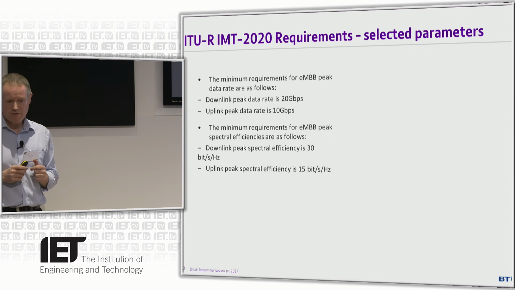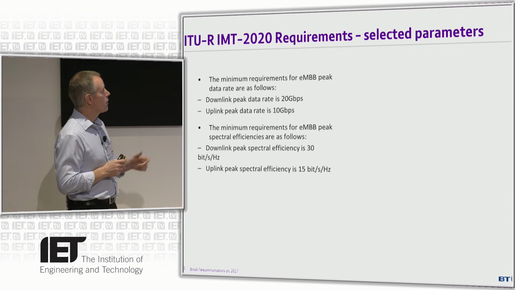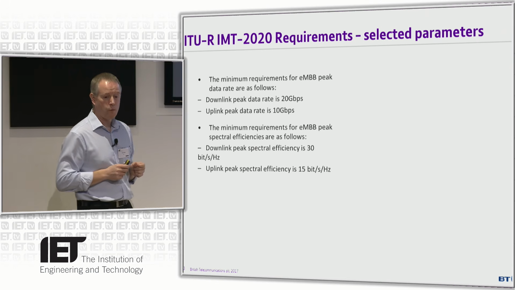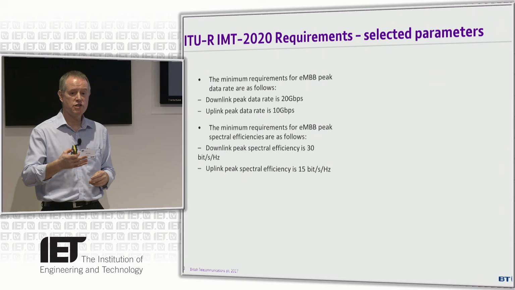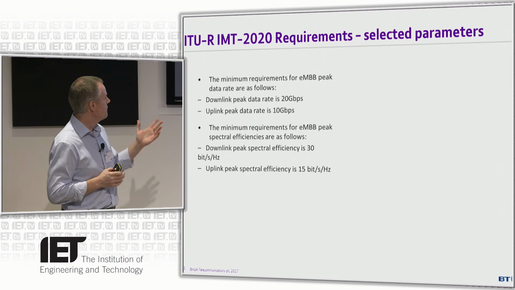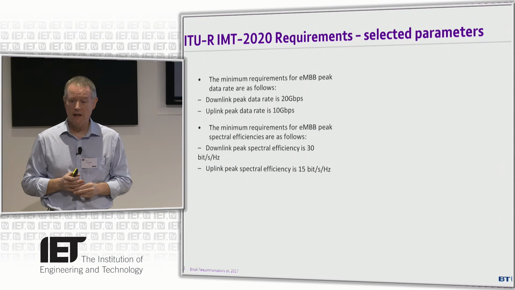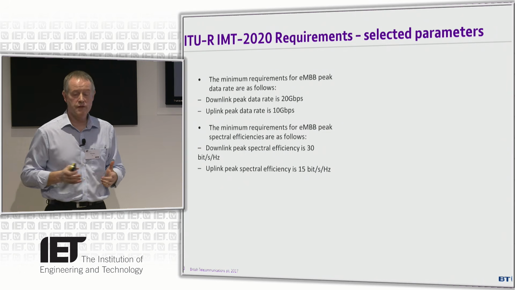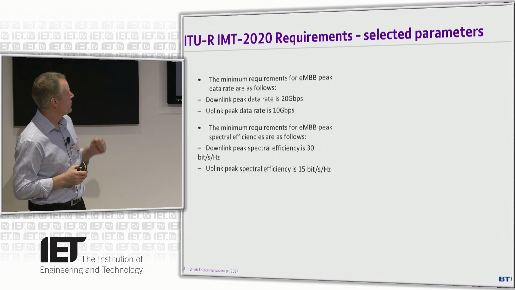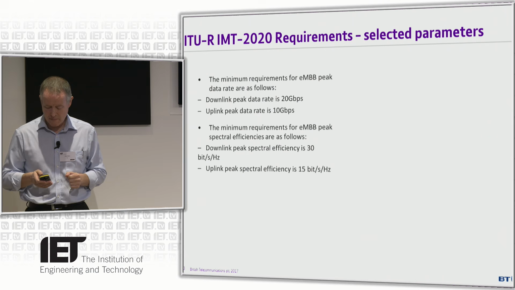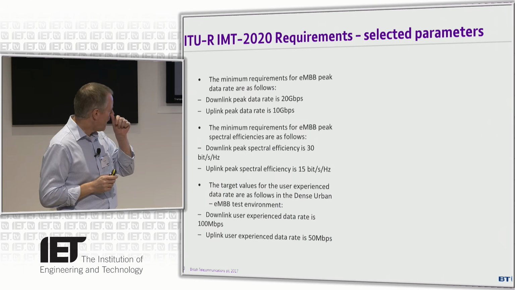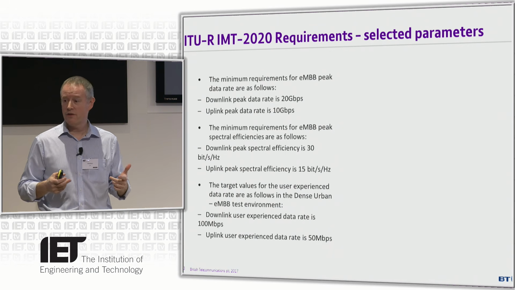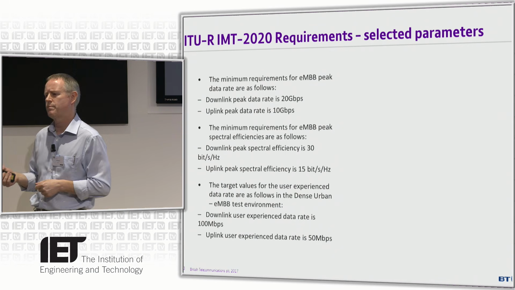Some targets around spectral efficiency here, both of which are a significant uplift on what we saw with 4G: 30 bits per second per hertz. We really are kind of pushing the boundaries here, and 15 in the uplink as well. So the 30 is double the spec we had for LTE, and we're more than doubling the uplink requirements from LTE as well. What's particularly interesting is now we have this requirement for a typical user experience, an indication as to what it should be.